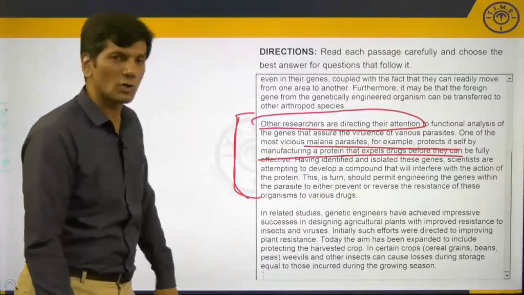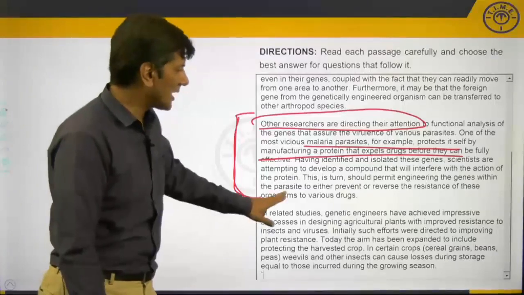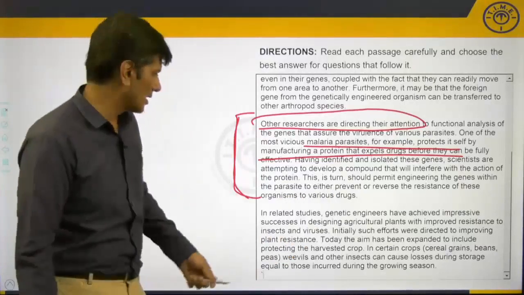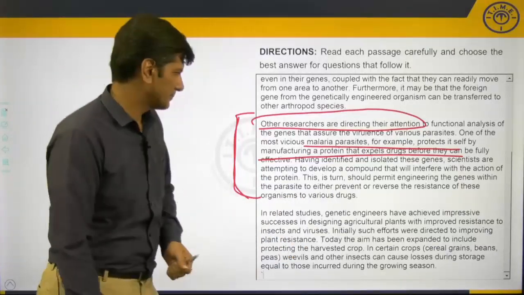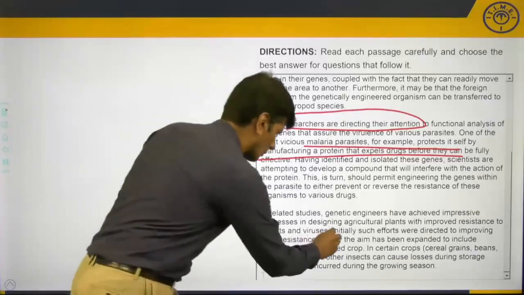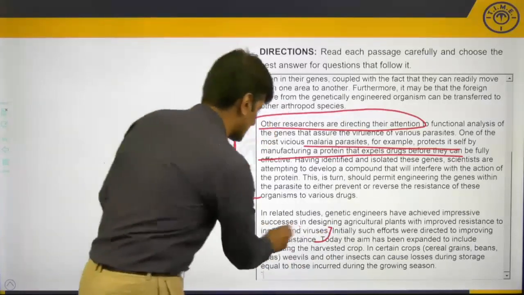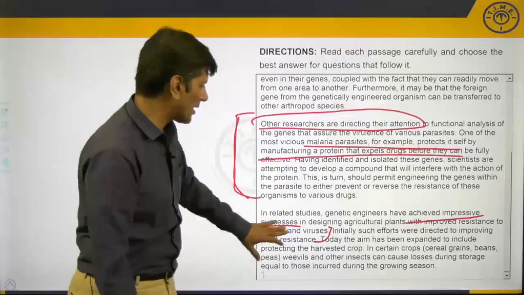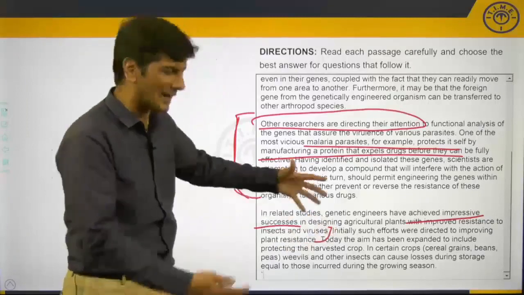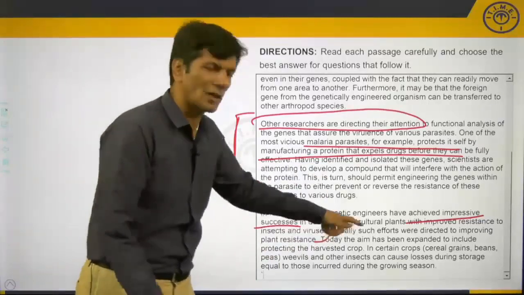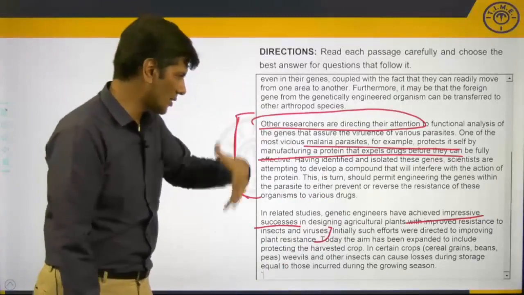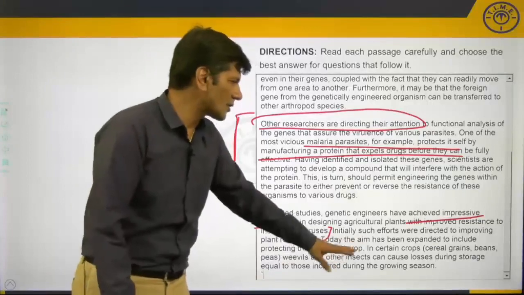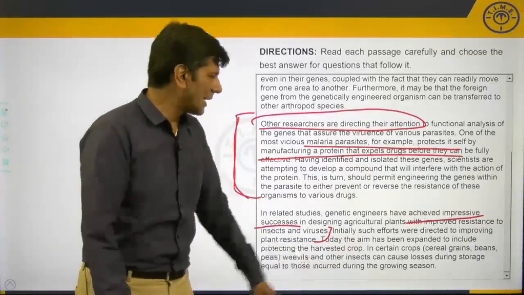How does the passage close? In related studies, genetic engineers have achieved impressive successes in designing agricultural plants with improved resistance to insects and viruses. So this is a good point. They've achieved impressive successes. Initially, such efforts were directed to improving plant resistance. Today, the aim has been expanded to include protecting the harvested crop. So not just the plants, but also the crop. In certain crops, cereal grains, beans and peas, weevils and other insects can cause losses during storage equal to those incurred during the growing season.